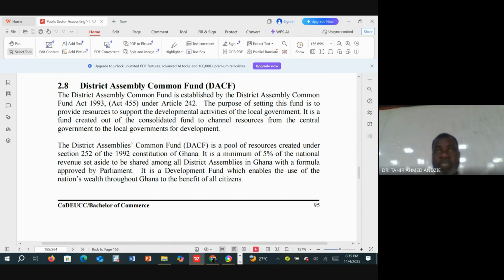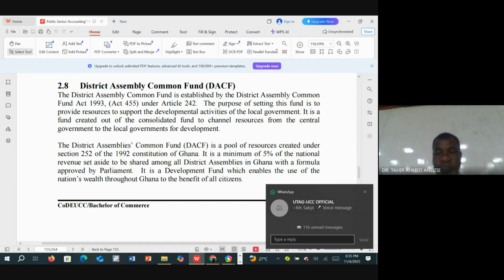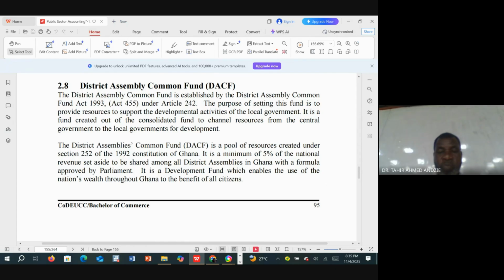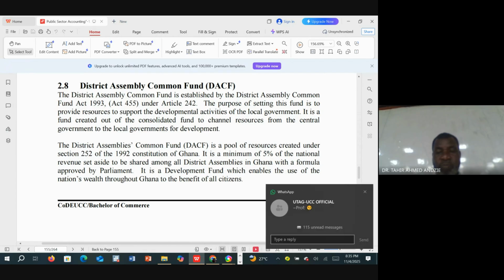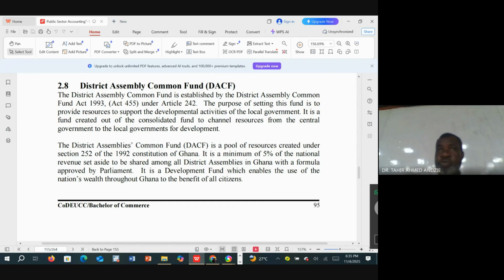So at any point in time, 5% of the total tax revenue generated is put into this assembly common fund, to be shared among the various assemblies with a formula approved by the parliament. Even the distribution or sharing of the common fund must be brought to parliament by the administrator of the District Assembly Common Fund, and the parliament must approve the formula for sharing, right?